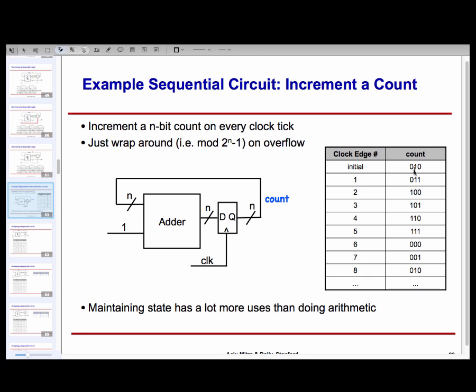We start out with some value arbitrarily, 0, 1, 0, let's say. Every time the clock ticks, see how 0, 1, 0 goes to 0, 1, 1, then to 1, 0, 0, and so on and so forth. Ultimately, it hits 1, 1, 1, at which point adding 1 will bring it back to 0, 0, 0, and the whole process will keep going. This is essentially an incrementer. Every clock tick, it's incrementing. So its functionality could be described as the number of clock ticks which have come since the system started, modulo 2 to the power n, because we are dealing with a finite number of bits here.